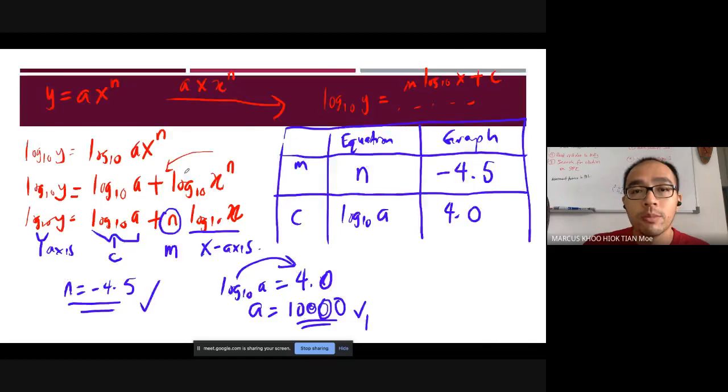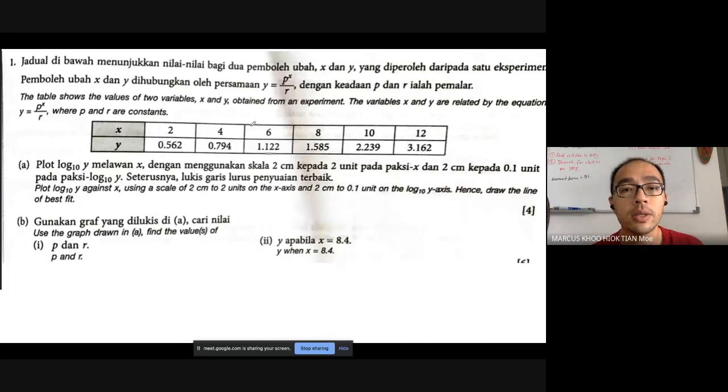Okay, let's just discuss one more question now. Okay, so this one is our nonlinear equation. This is the table as always, and then they have log 10y against x. So which means that you should visualize your graph now, people. When they ask you to plot log 10y, here is log 10y, and over here must be x. Okay, so x is no problem, because all these values are x, we can use them.